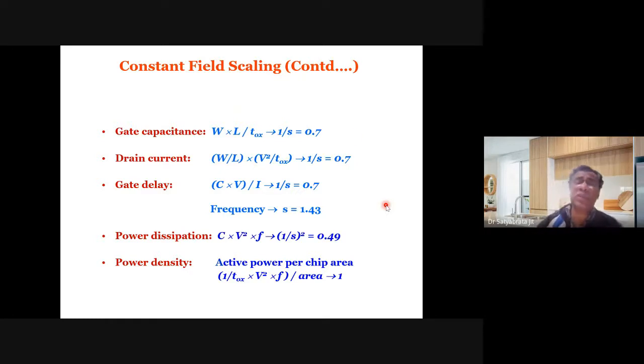So it was considered suitable for low power applications, because power dissipation is reduced by 50%, chip density is increased, and frequency, that is speed, is improved, but not so rapidly. It is around 1.43 times. So this technique is suitable for low power VLSI applications.